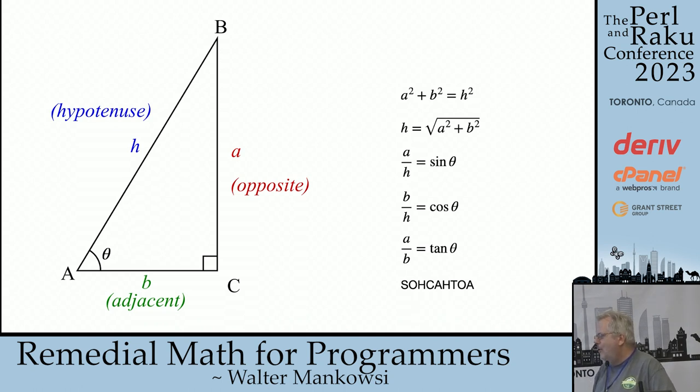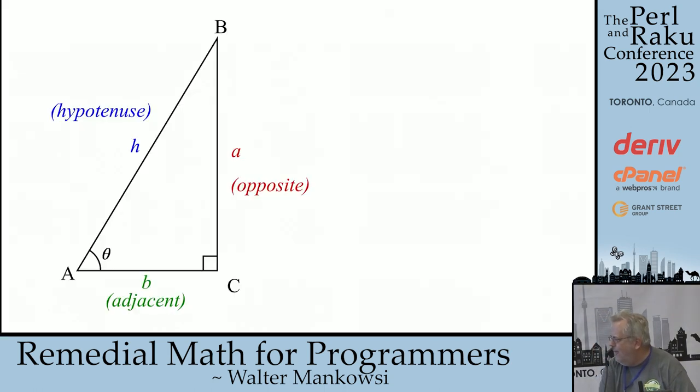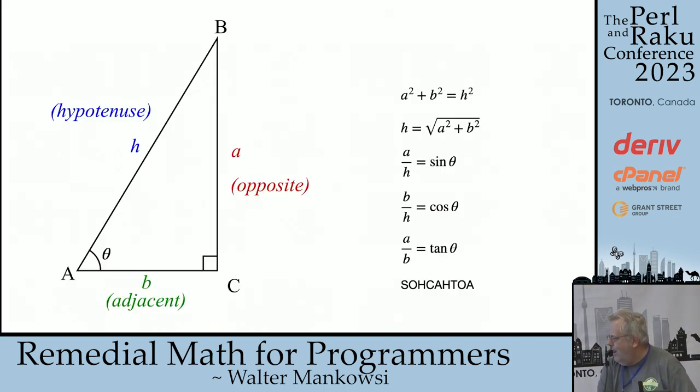Sine, opposite, hypotenuse; cosine, adjacent, hypotenuse. I'm sorry, I hit the wrong arrow there. And then tangent, opposite, adjacent. All right.